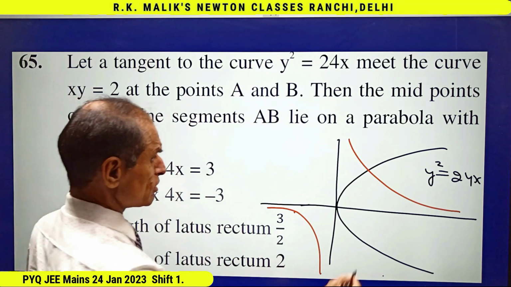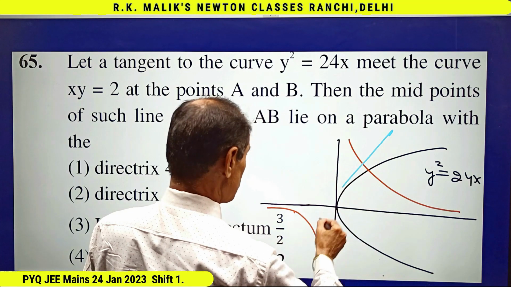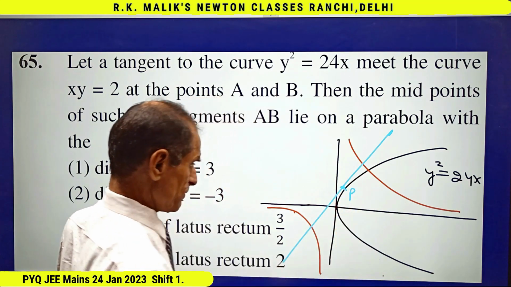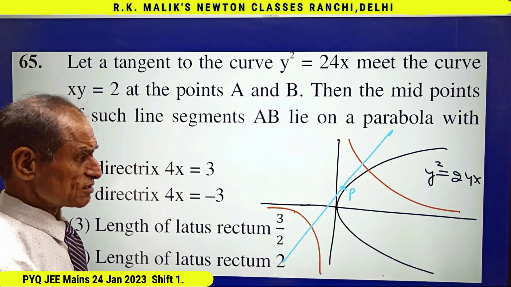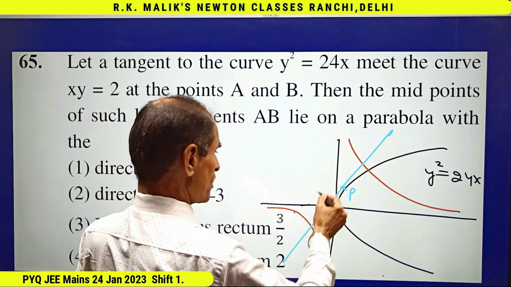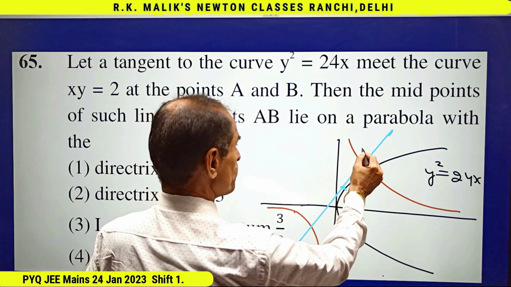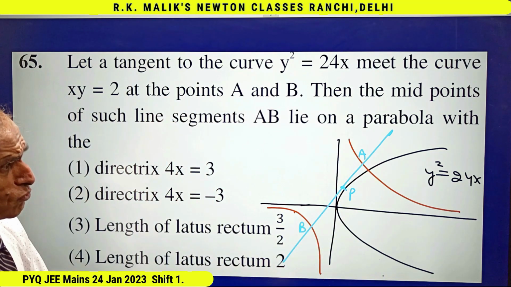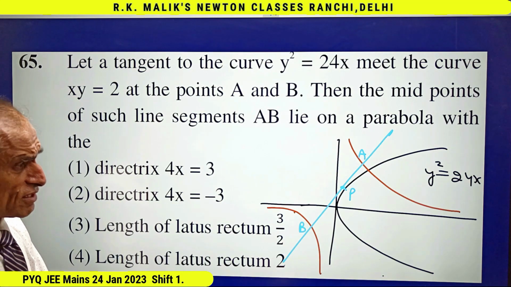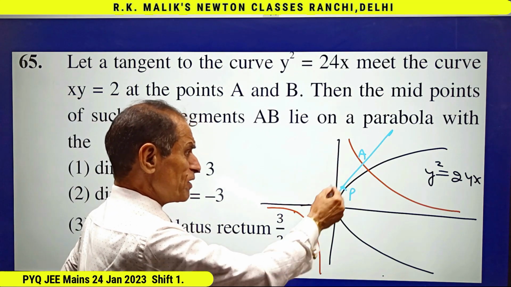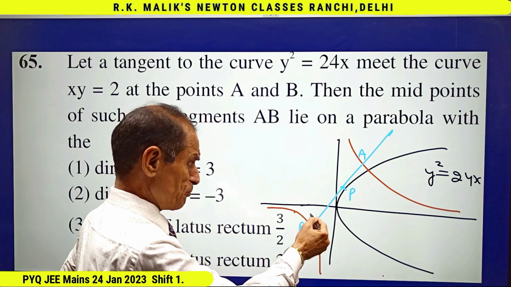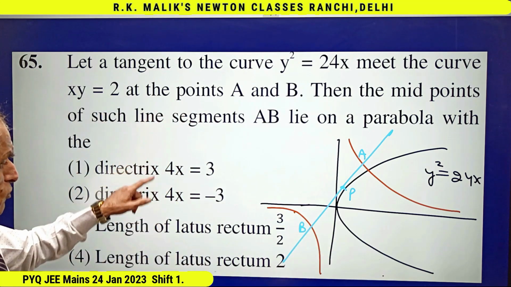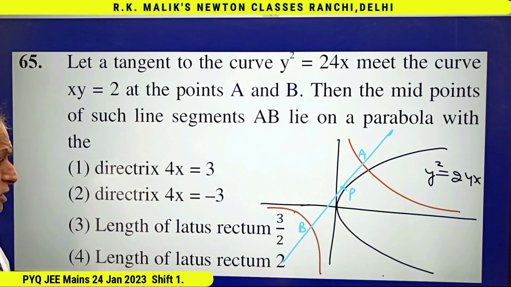According to the question, we draw a tangent at any point to the parabola. Say this point is P, and suppose this tangent cuts the hyperbola at 2 points A and B. And according to the question, it is given that the locus of the midpoint of AB is a parabola, and for that parabola you have to find the correct choice.